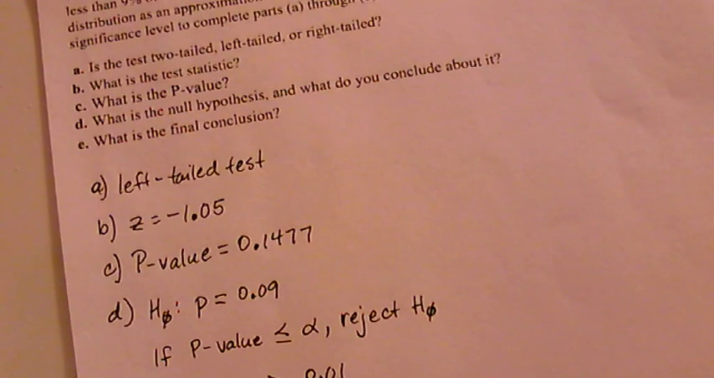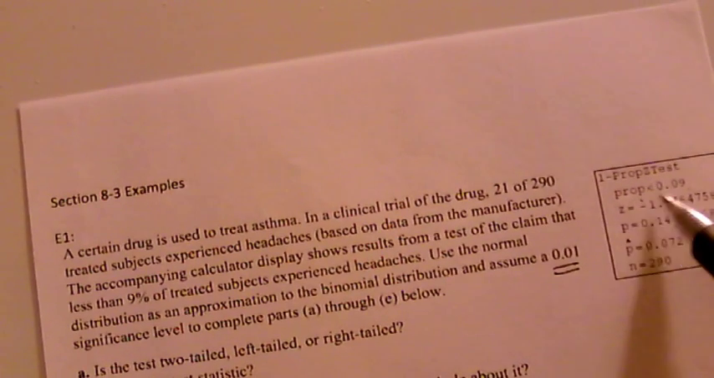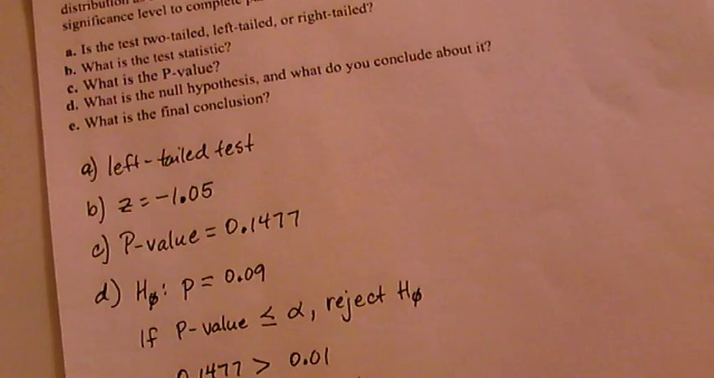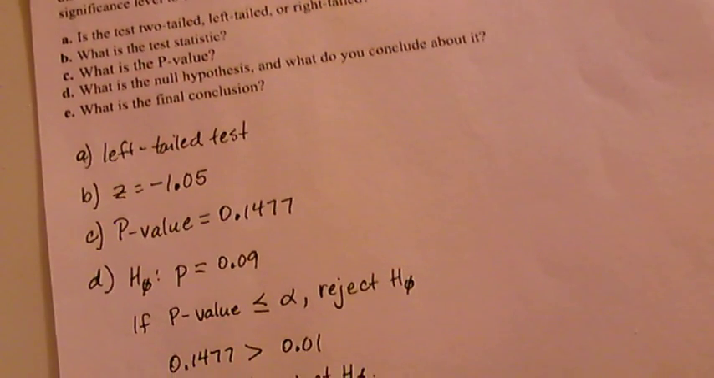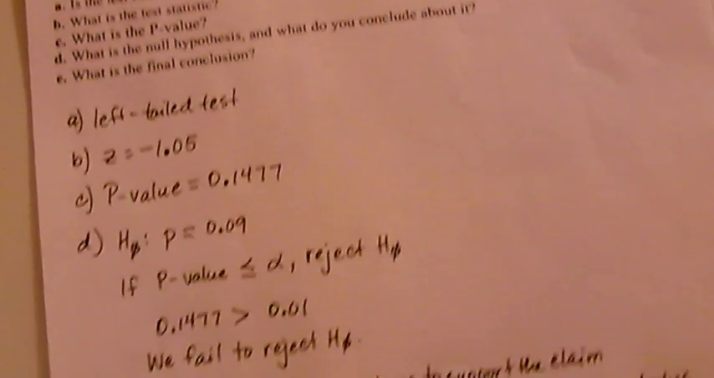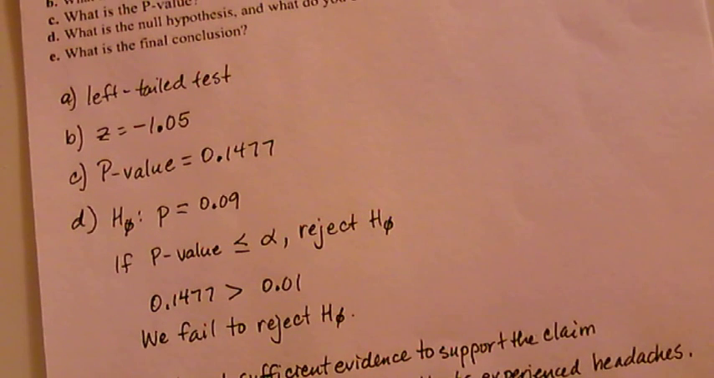Okay, and then part D, what is the null hypothesis? Well, if our alternative hypothesis is that the proportion is less than 0.09, the null has to be p is equal to 0.09, because the null always has the equality in it. Always has the equal sign in the null hypothesis. And what can we conclude about it? Well, here's our conclusion statement, or decision rule. If your p-value is less than or equal to alpha, you're going to reject the null.